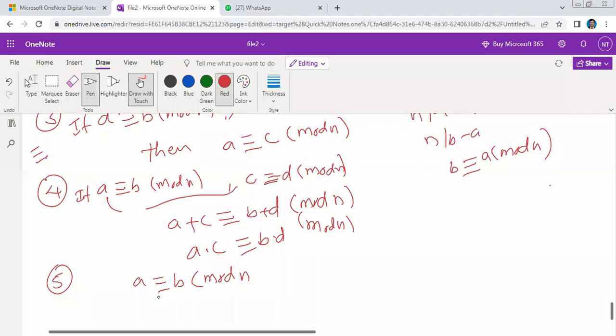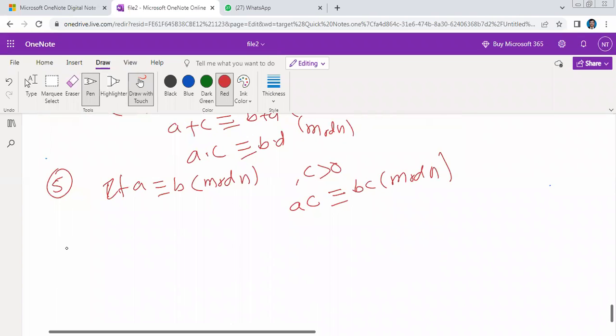Then the fifth property, A congruent to B modulo n. I can take any number C. C is greater than 0. Then what should we write? AC congruent to చెప్పండి, BC modulo n. ఈ ప్రాపర్టీస్ ఇక్కడ 6-7 ప్రాపర్టీస్ అన్ని మనకు ప్రాబ్లమ్ సాల్వింగ్ లో ఫెర్మాట్స్ థీరం, విల్సన్స్ థీరం, ఆ ప్రాబ్లమ్స్ లో ఉపయోగపడతాయండి. When C is less than 0, this condition does not hold. Only for positive.